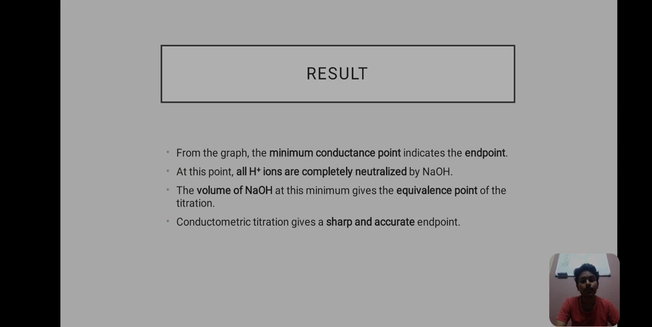Result. The result of the titration is obtained from the graph. The minimum conductance point represents the end point, where all the H+ ions are completely neutralized by NaOH. The volume of NaOH at this minimum gives the equivalence point. Conductometric titration provides a very sharp and accurate endpoint.